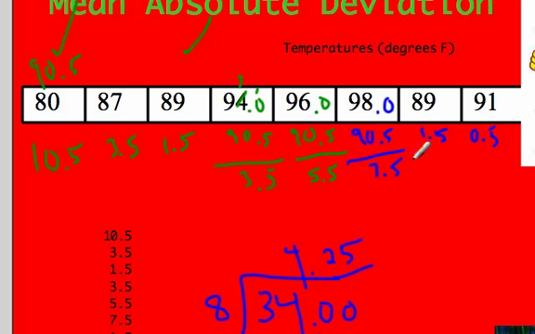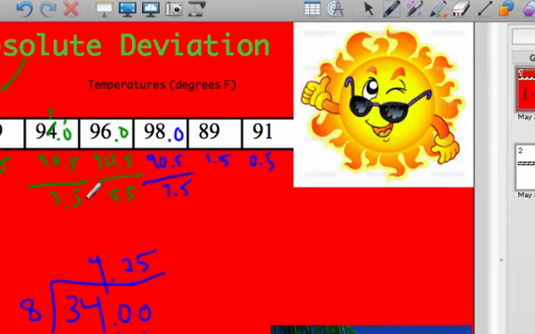So even though we had a number like 98 that was pretty far from 90.5, or a number like 80, on average, the numbers are actually only 4.25 degrees away, and that's because of numbers like 91 and 89 here that are really close to 90.5.